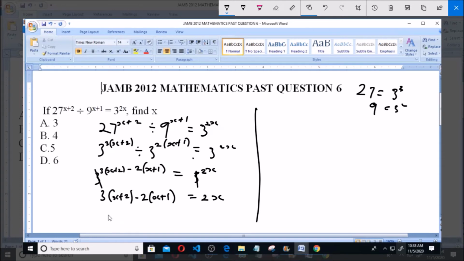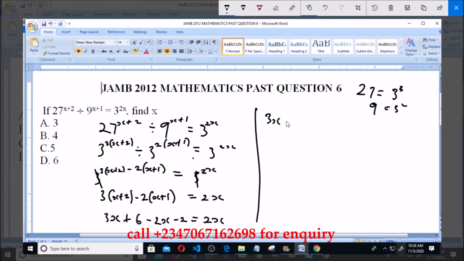So opening the bracket, we have 3x plus 6 minus 2x minus 2 is equal to minus 2x. So collecting like terms, we'll be having 3x minus 2x minus 2x is equal to minus 6 plus 2.